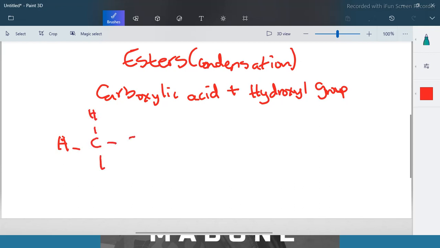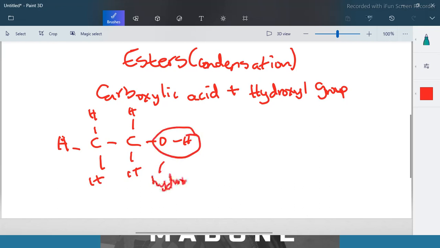An alcohol will be something like this. Let me see. Yeah, something like this is an alcohol. OH. Simple, hey? H there. This is an alcohol. There is the hydroxyl group right there, right? Hydroxyl group, as you can see. We are going to add this hydroxyl group with what?